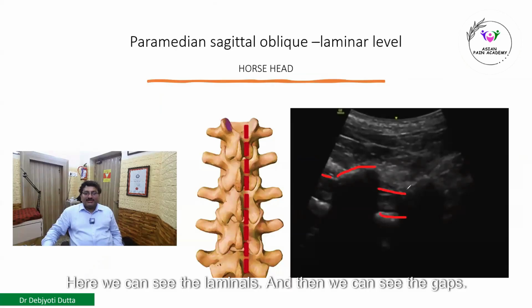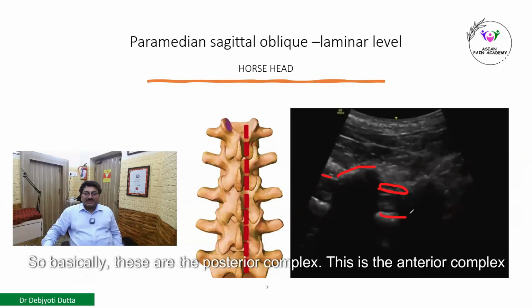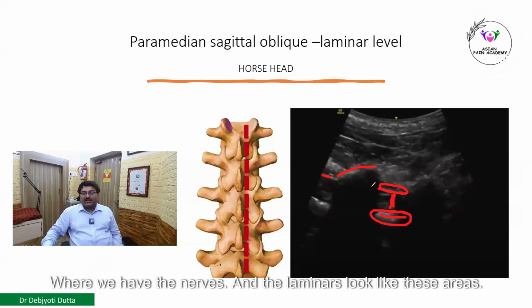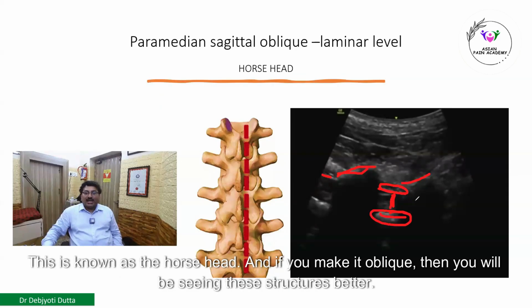So basically, these are the posterior complex. This is the anterior complex, and in between we have the cerebrospinal fluid or the thecal space where we have the nerves. And the laminas look like these areas. This is known as the horsehead. And if you make it oblique, then you will be seeing these structures better.